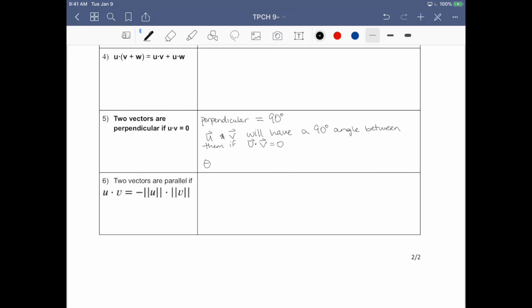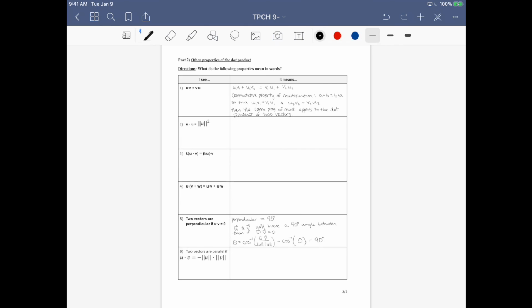If I use the formula for finding the angle between two vectors, then remember I have u dot v divided by the magnitude of u times the magnitude of v. Well, if the dot product is 0, then 0 will be inside of the parentheses. What is the inverse cosine of 0? It happens to be 90 degrees, and so that's why it works. For the remainder of these, I want you to go through and try to make sense of all of them. Either use words, proofs, or anything you need to in order to figure out what each is saying.